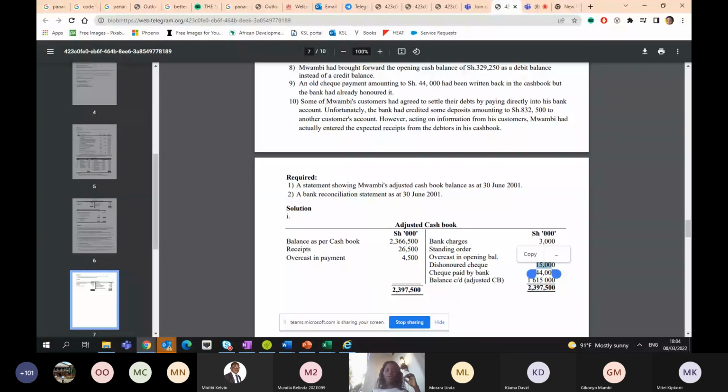Mwambi had brought forward an opening balance of 329 as a debit instead of a credit. Okay, so what do we do with this? If something is supposed to be a credit instead of a debit, then you have to remove it. First, to remove a debit, you have to credit. But remember, it's not just undoing it, it's also doing the correct thing.